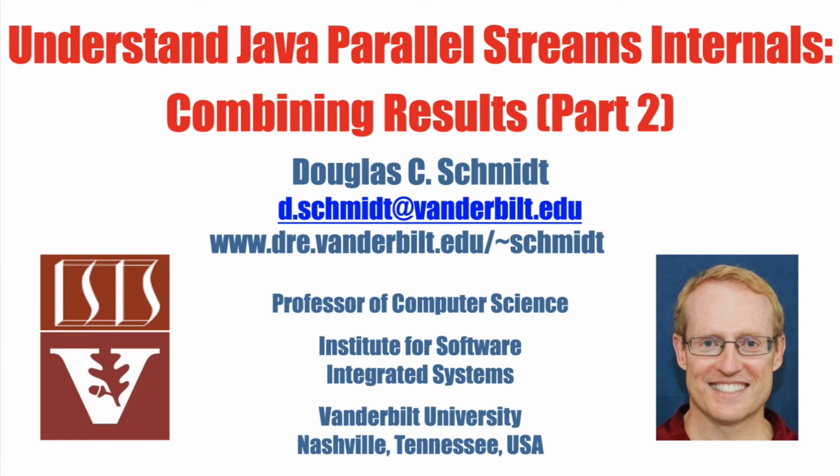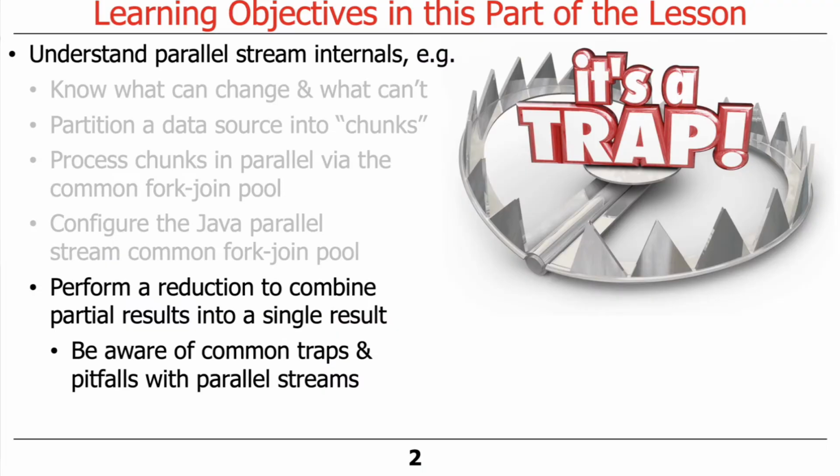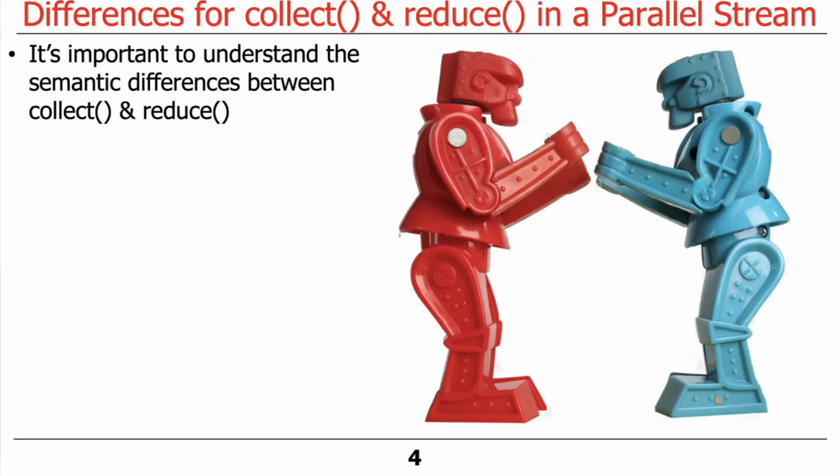So now that we've talked about an overview of combining results for Java parallel streams internals, let's take a deeper dive and show how these work and how they don't work when you run across common traps and pitfalls of using parallel streams. And this can get you in big trouble if you're not really careful in your understanding of how the semantics of collectors work with parallel streams.